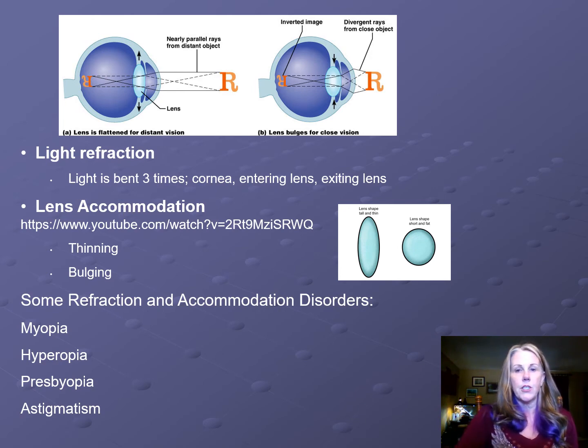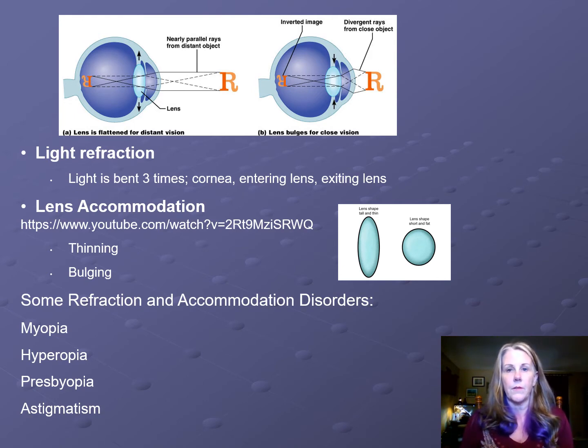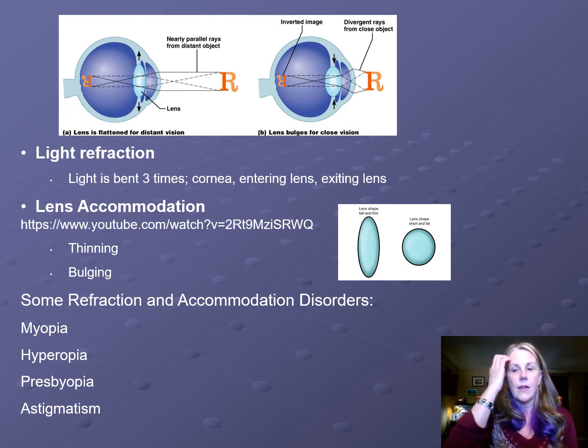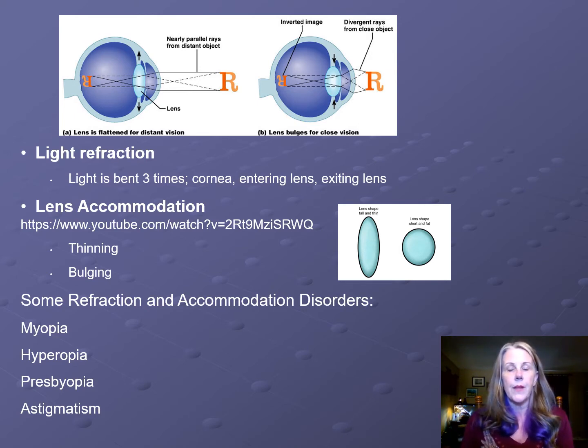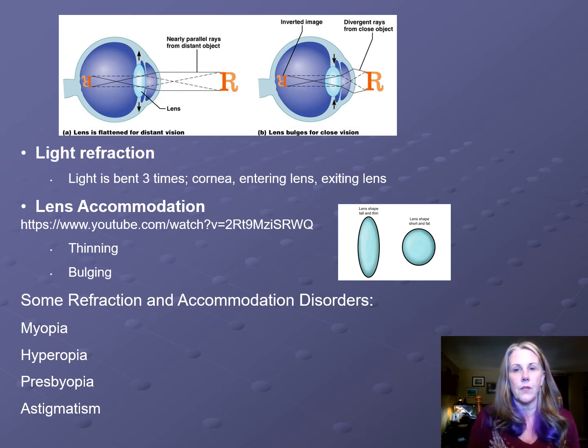If we look at the second picture down, you see a thinned oval and then more of a sphere circle. This represents what the lens can actually do. The lens can thin out or the lens can bulge. Remember, the light rays are going through the lens and it's causing some bending or refracting.